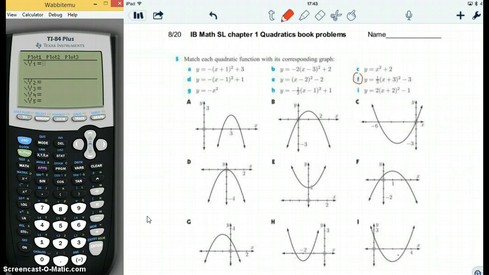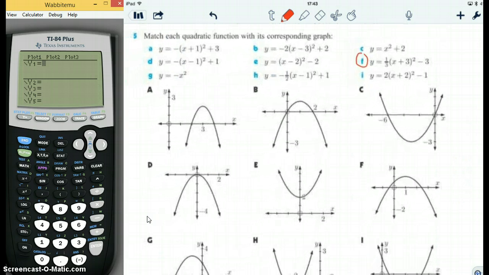Quadratics, page 8. First, we're going to do 5f. Match each quadratic function with its corresponding graph. Let's look at this format here. This is the vertex form, right?